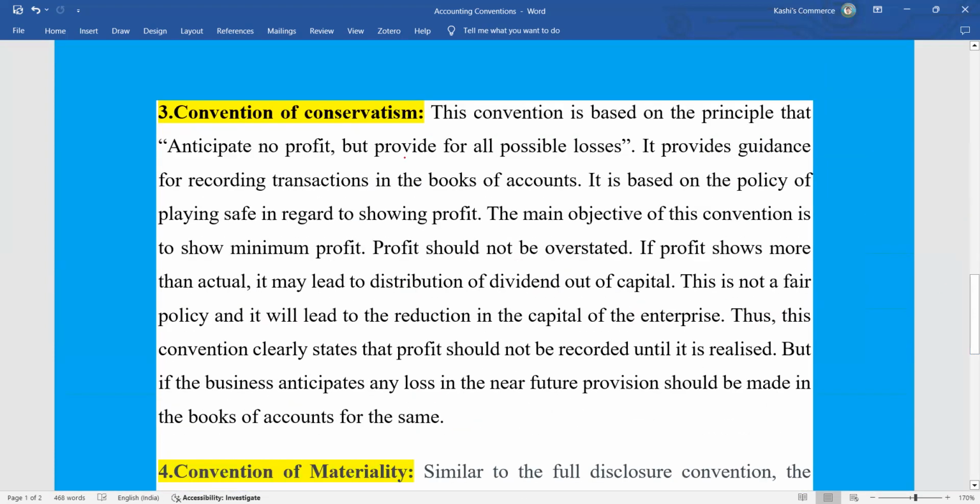And coming to the third one, the convention of conservatism. We can also call this convention of conservatism a playing safe game. This convention is based on the principle that anticipate no profit, but provide for all possible losses.